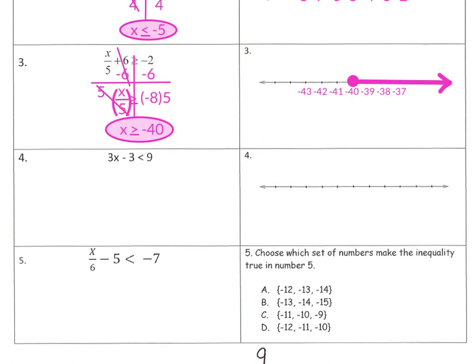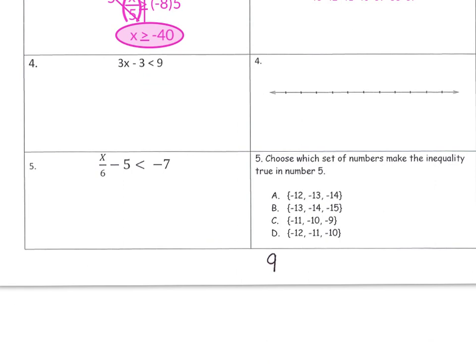All right, let's try the next one. Okay, so for number 4, we're going to again start by putting the line down the inequality. And remember, we do that to help remind ourselves to keep it balanced on both sides. When I do something to the left side, we have to do it to the right as well.